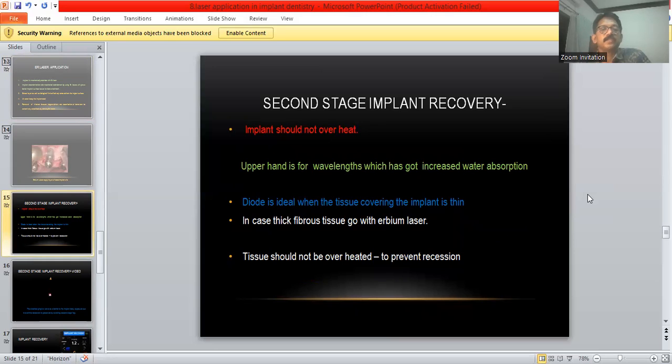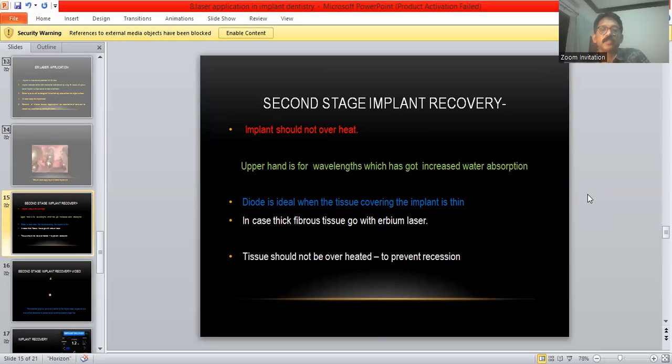The next application is second stage implant recovery. In the two-stage implant protocol, first we make the osteotomy site, place the implant, and suture it. After 2 or 3 months, we go and open it again so that you can see the fixture and connect your healing abutment or abutment to it. The opening in the second stage might need a second surgical phase with a flap and sutures. When you apply a diode laser or erbium laser for second stage opening, you are avoiding a second flap procedure and second suturing on the site.